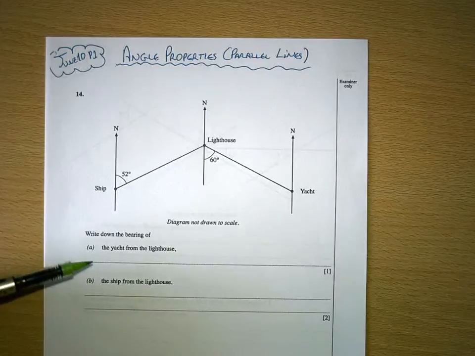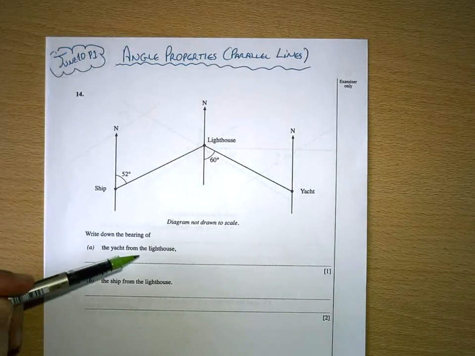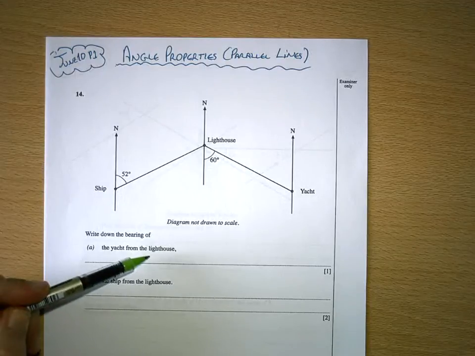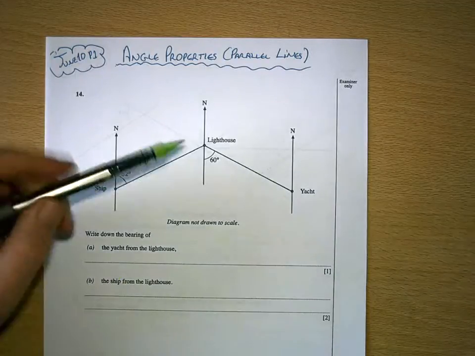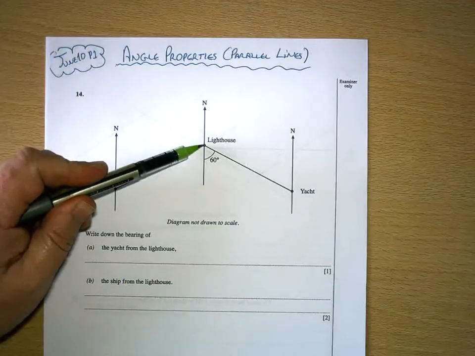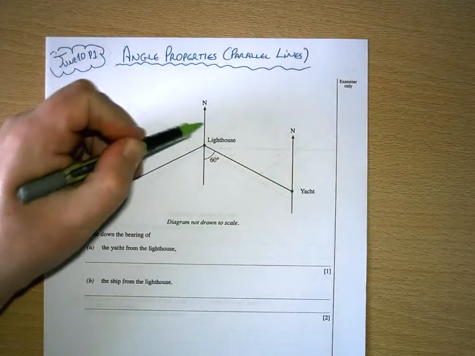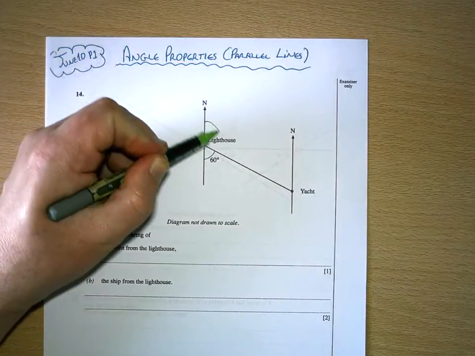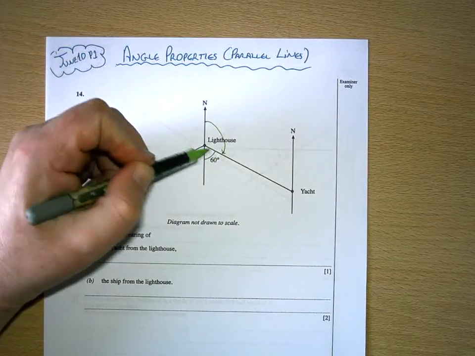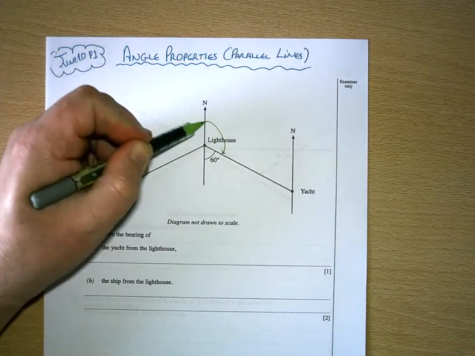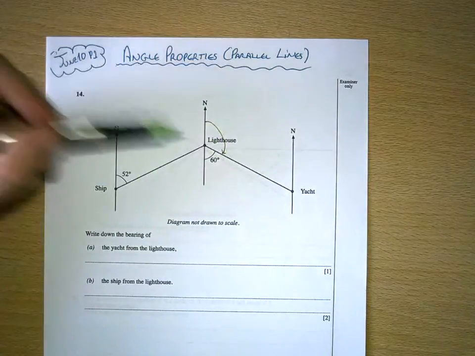So the first thing that we need to work out is the bearing of the yacht from the lighthouse. Now the emphasis here is from the lighthouse. That means that we are actually standing at the lighthouse and we need to find the angle that we turn to move from north until our line of sight is facing the yacht. So this is the angle that we need to calculate.